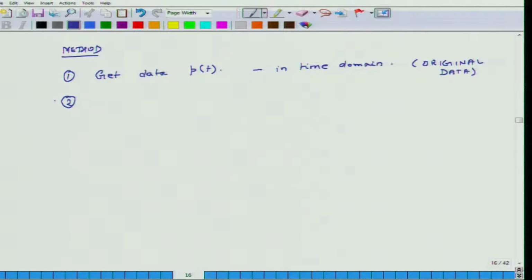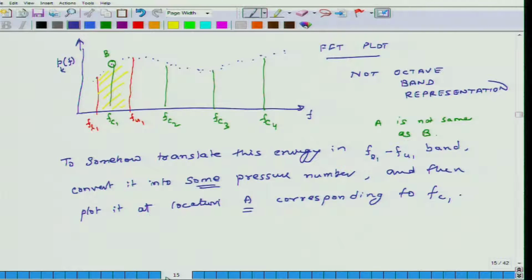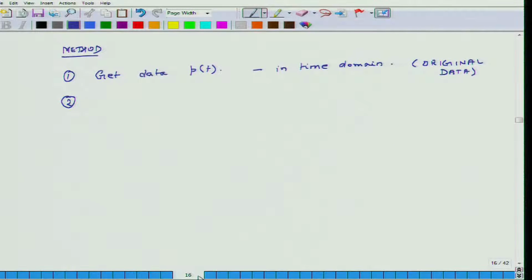Second, now what am I interested in? I am interested in understanding how much energy is in this band. Okay. So what do I do? I use a band pass filter. This is again a standard method. I use a band pass filter corresponding to the FL1 to FU1 band.